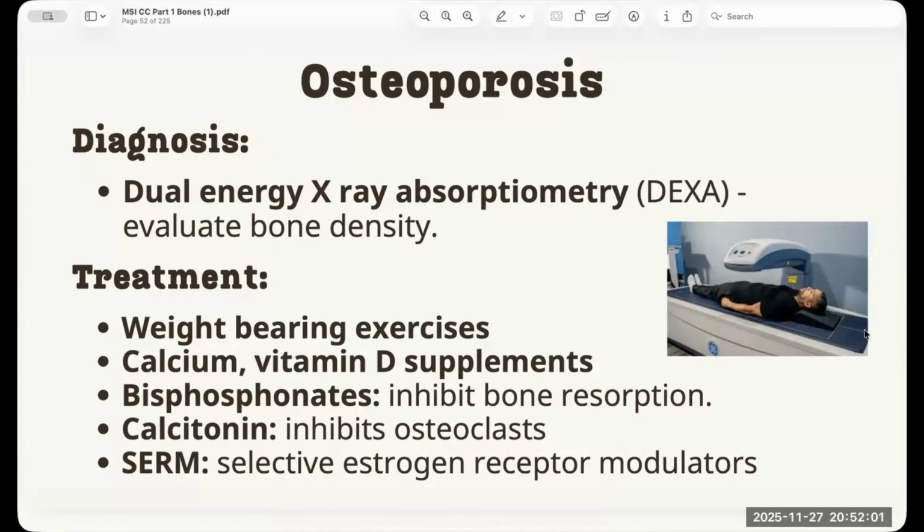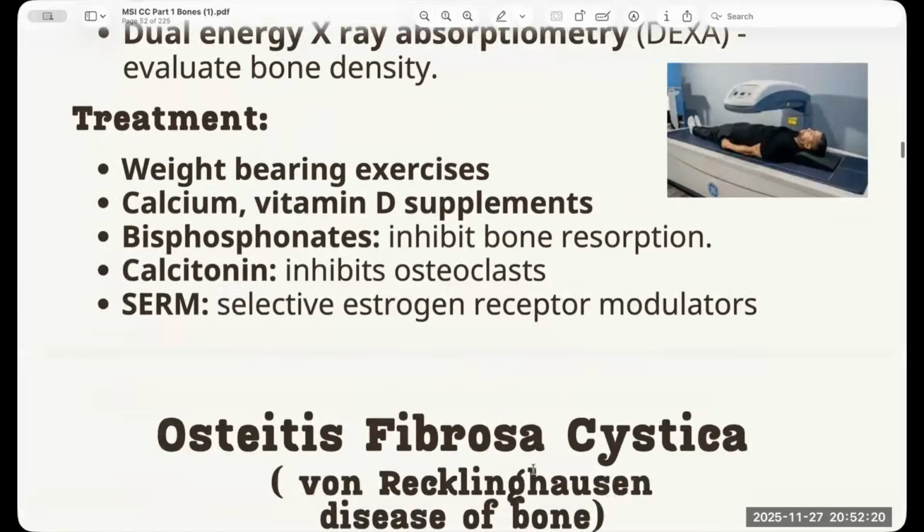Also calcium and vitamin D supplements, because they're really important to help in decreasing the osteoclast activity. There's also bisphosphonates, calcitonin, and selective estrogen receptor modulators. These are again pharmacology, so I won't be going into depth here.